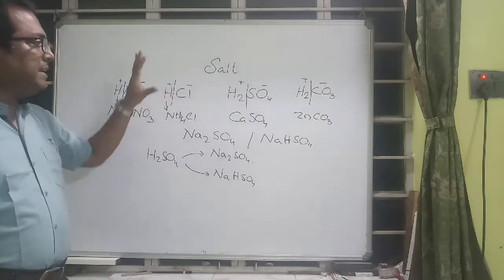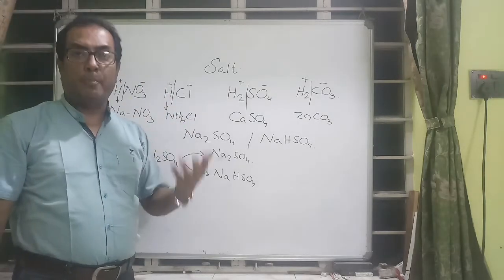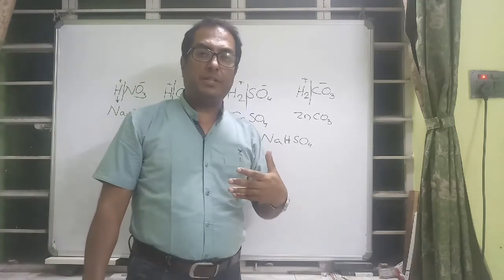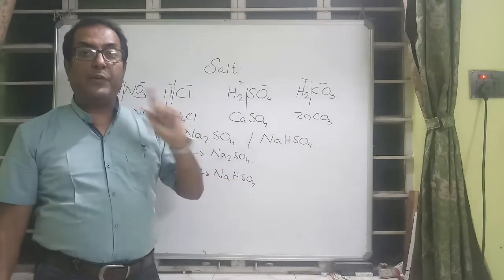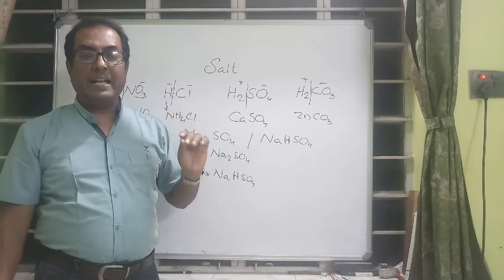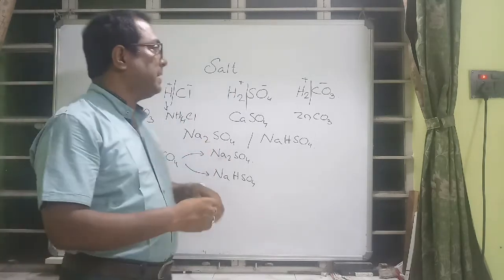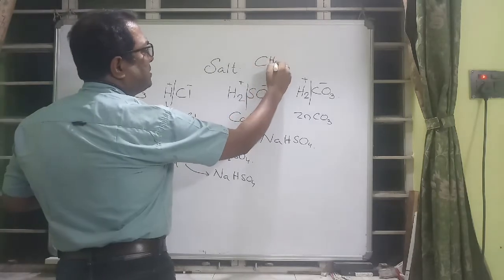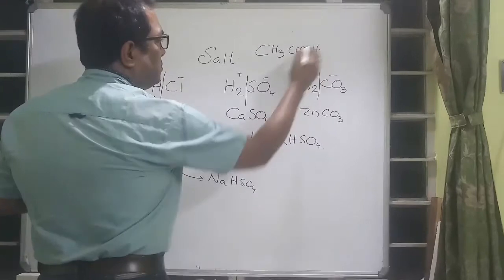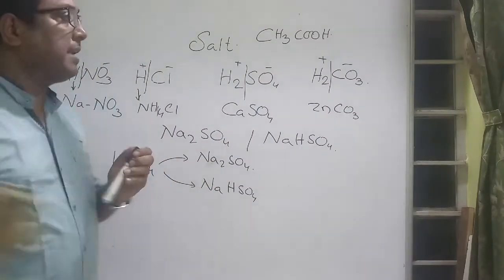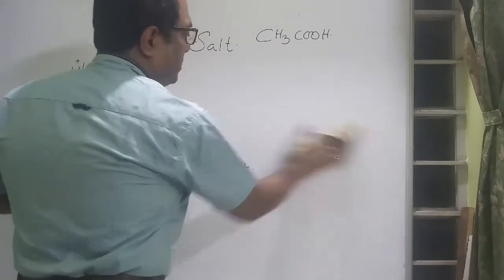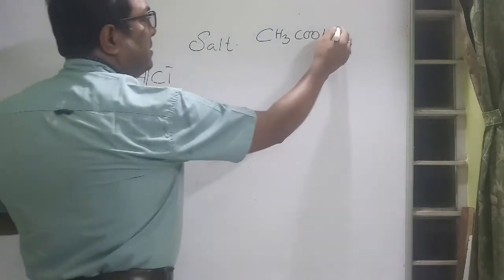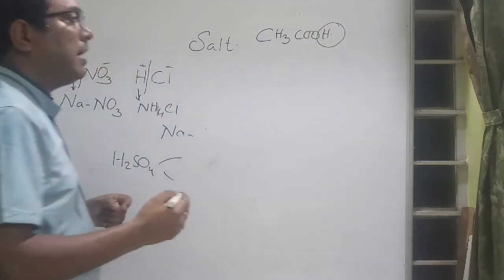In this way, we can define a salt as a compound which is formed by the partial or complete replacement of the ionizable hydrogen atom by a metal or ammonium ion. Now let me give you an instance. Taking the example of CH3COOH, you can see there are many hydrogens. Which hydrogen is replaceable or ionizable? It is only this hydrogen which is replaceable or ionizable.